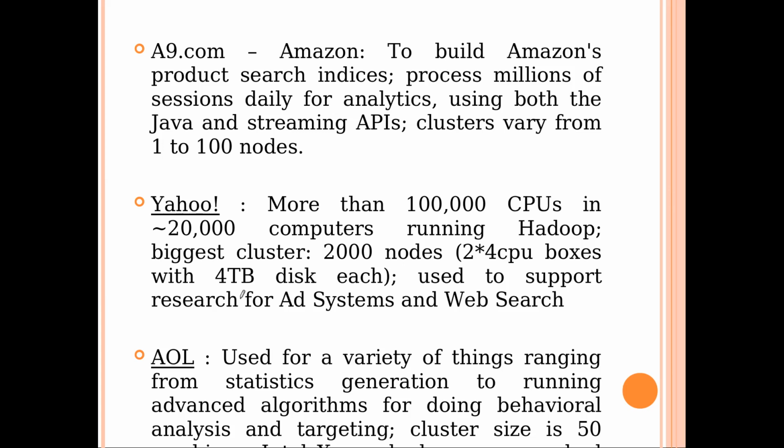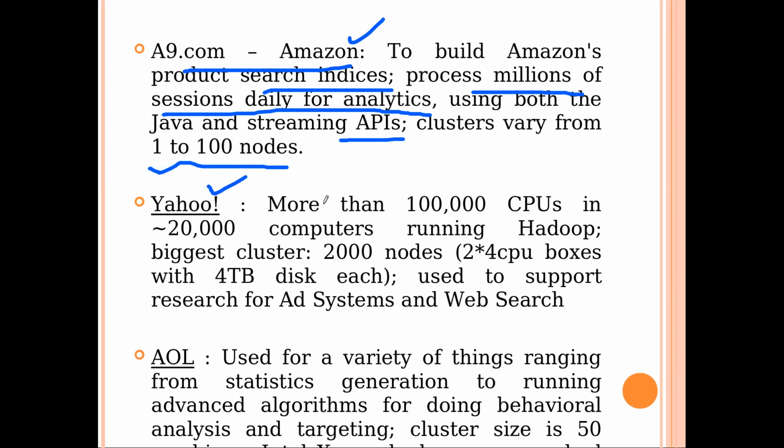These are some example organizations that utilize the Hadoop architecture for performing analysis of big data, like A9.com of Amazon, which is used to build Amazon's product search indices. It processes millions of sessions daily for analytics. Also, it uses both Java as well as streaming APIs. The clusters vary between 1 to 100 nodes for A9.com, which is part of Amazon.